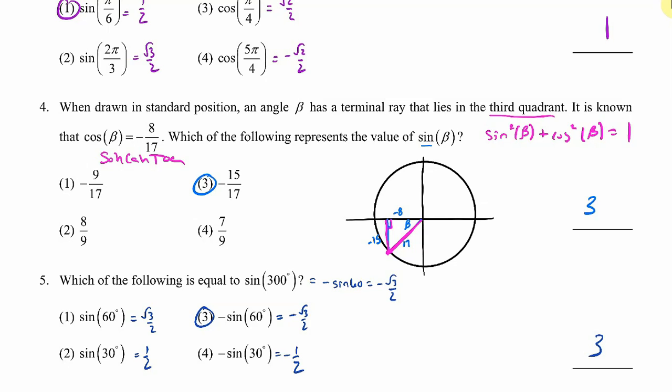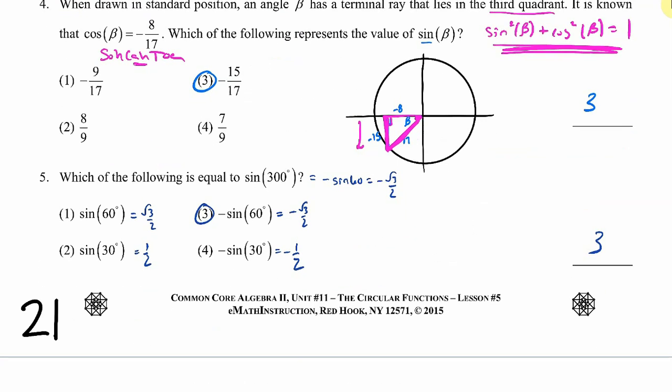And then if they tell us cosine is -8/17, well, that's adjacent over hypotenuse. So here's my reference angle. The adjacent side is -8. The hypotenuse was 17. And then you can use Pythagorean's theorem to figure out that this is going to be 15. Notice I made it negative because the y value is going down. Okay, so that's the geometry, but algebraically you're going to use this. And again, just account for the quadrant, get that plus or minus when you take the square root. Okay, and you should get choice 3 back. Okay, and there's number 5.